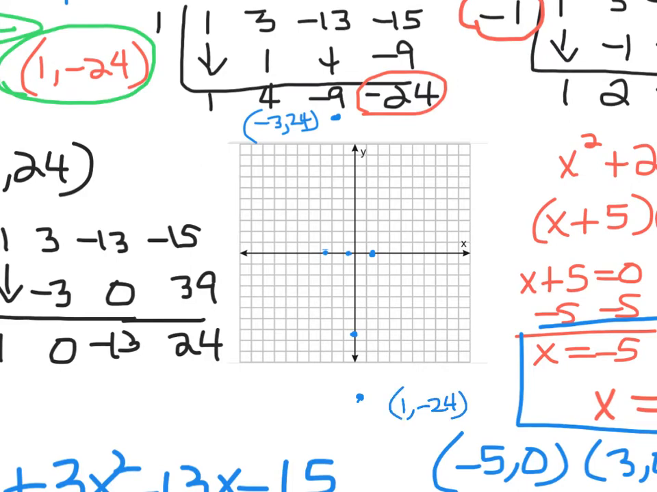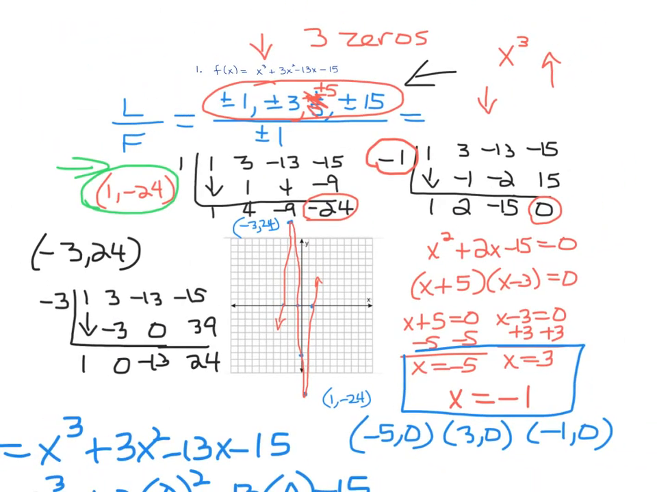Remember, my end behavior is this point goes down, this one will go up, and then I'm going to connect the points in between. So I'm going to come up here to the negative 3, down to the 0, down to the y-intercept, down to that additional point, and back up. So this is my graph of my polynomial function, x to the third plus 3x squared minus 13x minus 15.